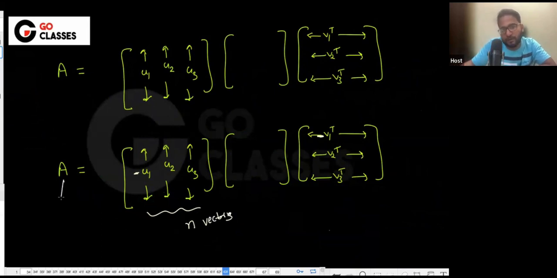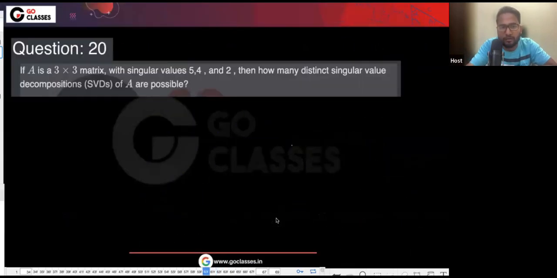So for example, if this is m cross n, then this will be m cross m. But for example, let's suppose this is a square matrix. Okay, for example, let's suppose this is n cross n only. So these will be basically n vectors, right? So here in the given question, it is a square matrix of 3 cross 3.